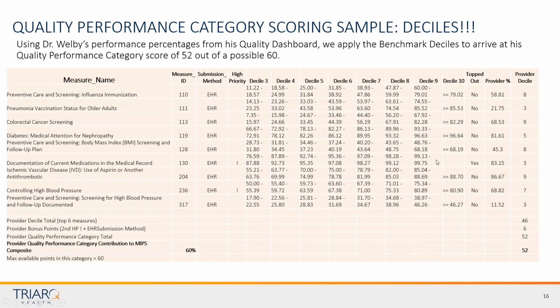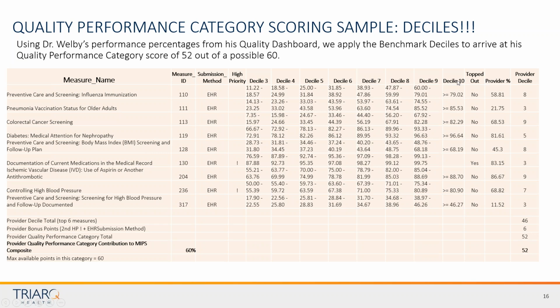Yeah, this is it. So back to the decile conversation. This measure, documentation of current meds in the medical record, we're all really good at that. We've been doing that for years for meaningful use. It was a CQM, so it was kind of something. It continues to be, I can really kill 2 birds with this one stone. But look at what my performance percentage needs to be in order to get 9.